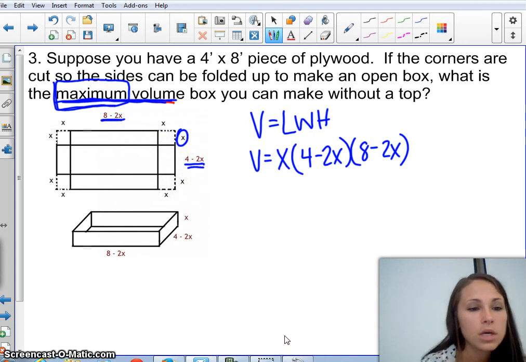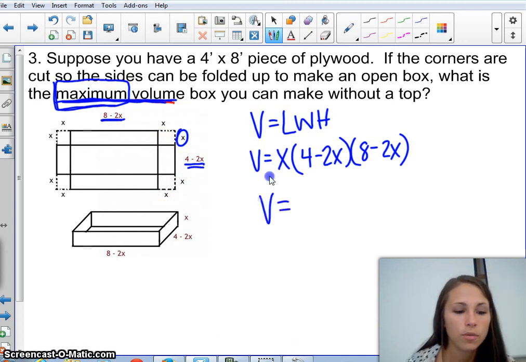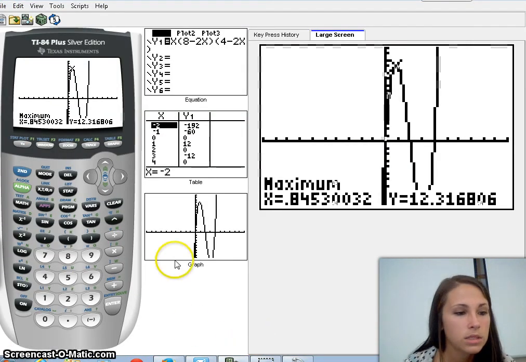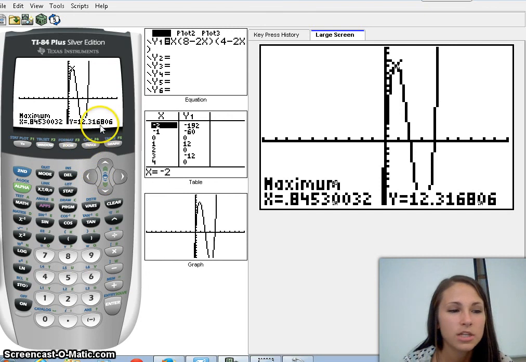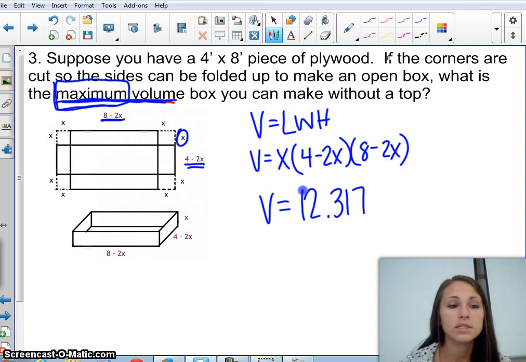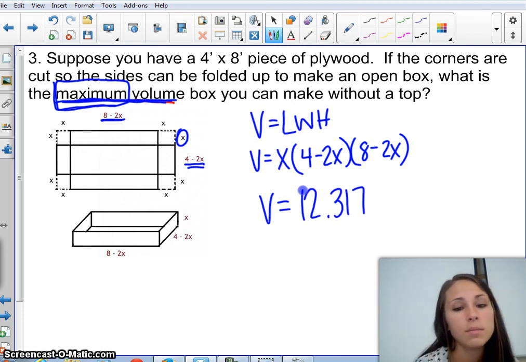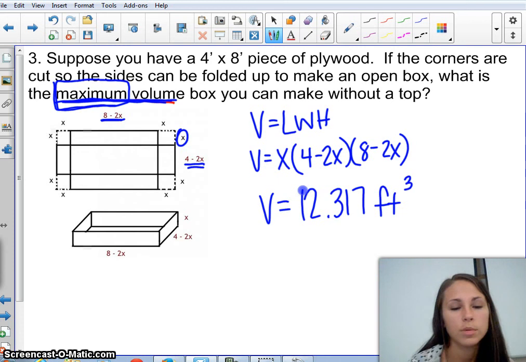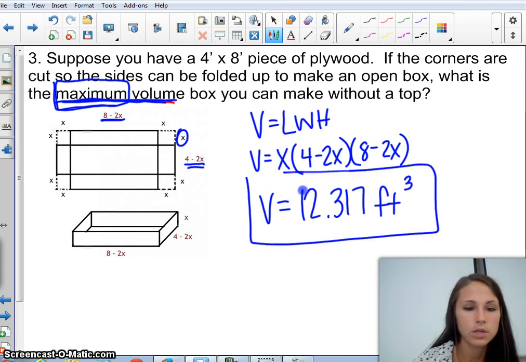So the maximum volume for the box that we can make, I'm going to ask you to round it to 3 decimal places, is 12.317. And since this is a volume, we need to make that cubic feet. And so then there's our answer.